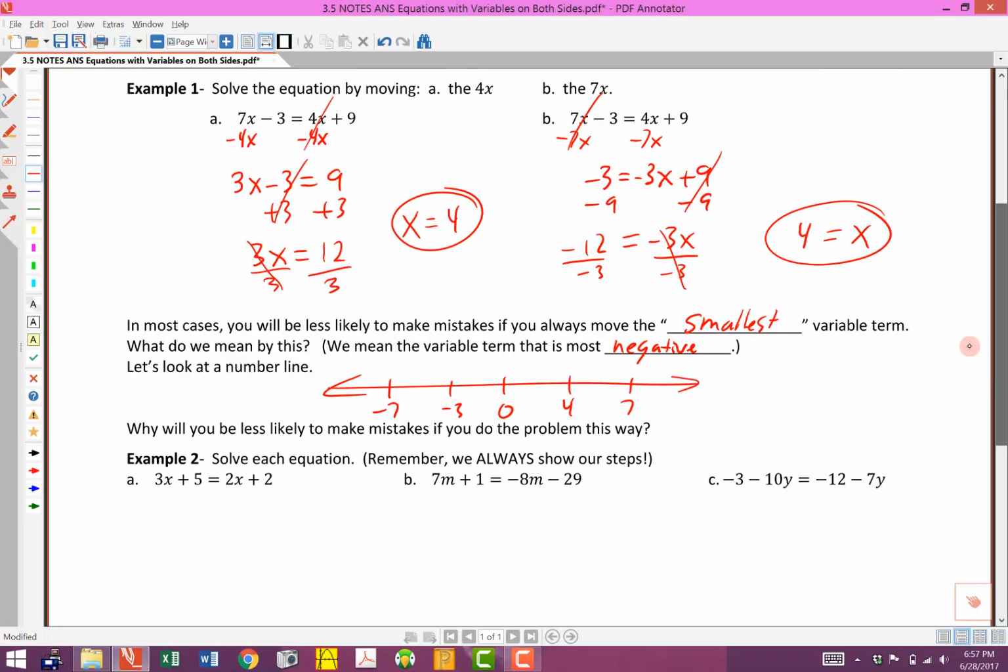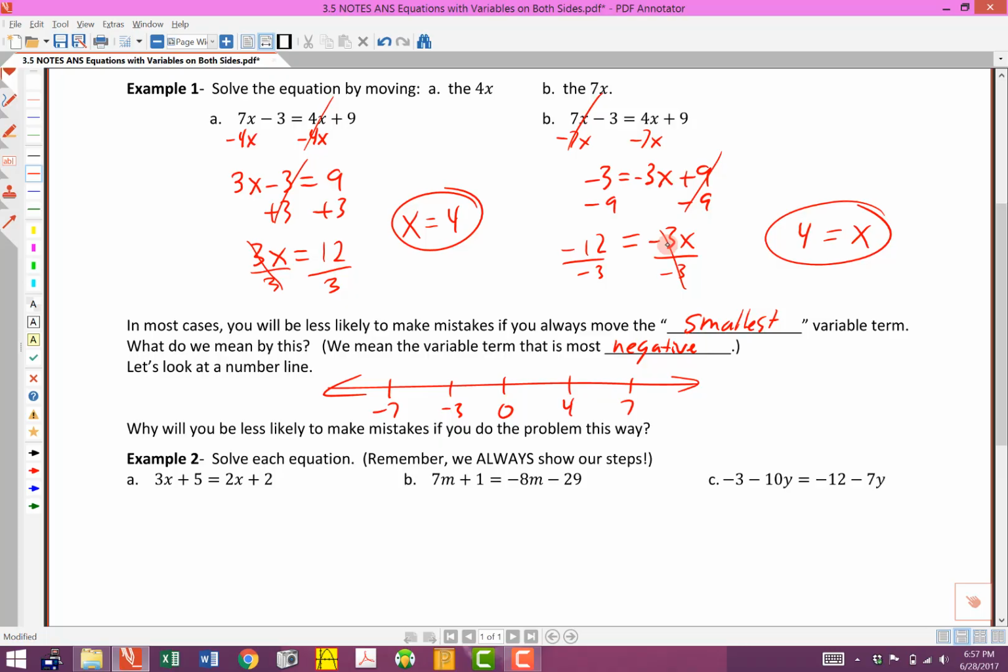So the reason why you're less likely to make mistakes is if we move the smallest one, so we moved the 4x to the other side, you'll notice that we had a positive 3 as a coefficient in front of the x. So we had 3x minus 3. We tend to make fewer mistakes when we're dealing with positive numbers than when we're dealing with negative. So for example, take a look at this point right here. We've got 3x equals 12. Everything that's left here is positive. And if we take a look at this one over here, we ended up with the same answer, but we have negative 12 equals negative 3x. So we generally tend to make fewer mistakes when we're dealing with positives.